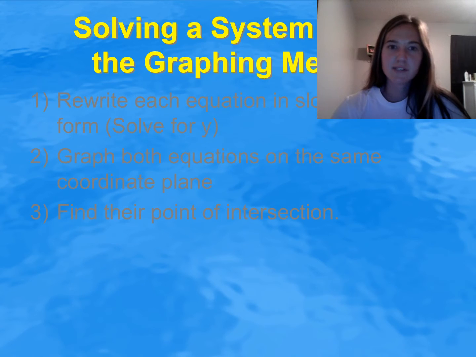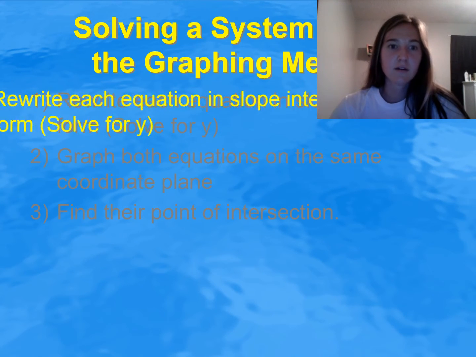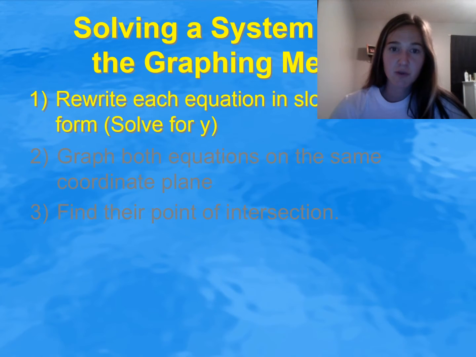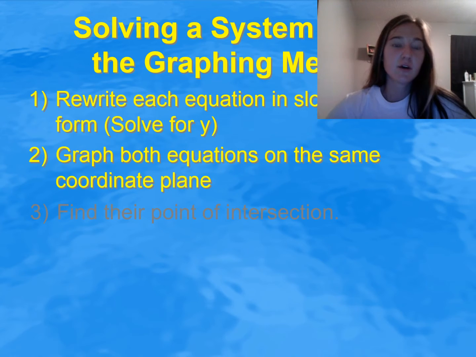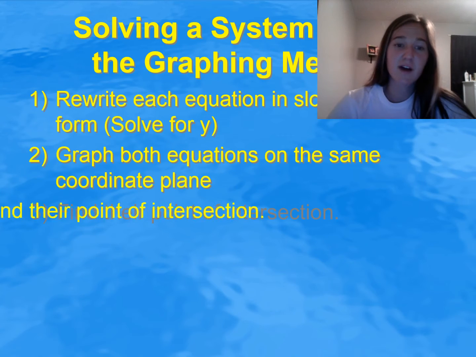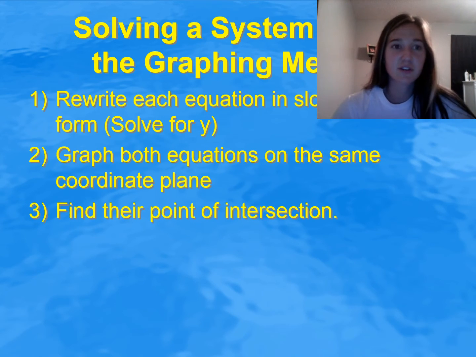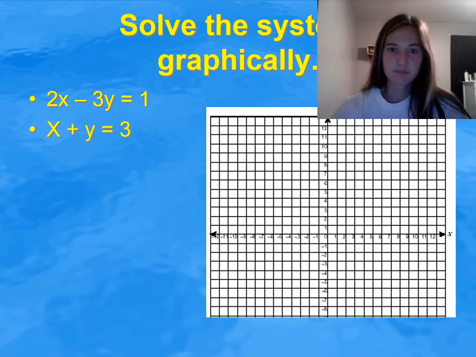So the steps to solve a system using the graphing method are: 1, rewrite the equations in slope-intercept form, which means you solve for y. Then you'll graph both equations on the same coordinate plane. You're going to find their point of intersection. And then you'll have the solution.